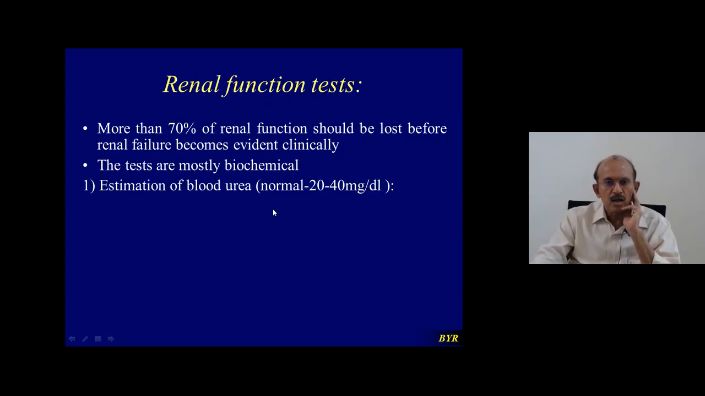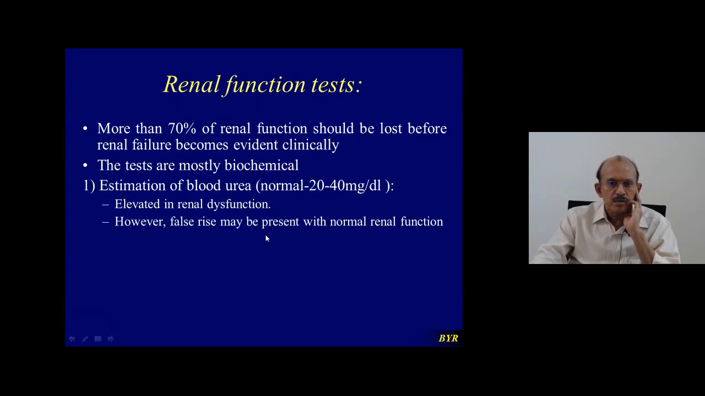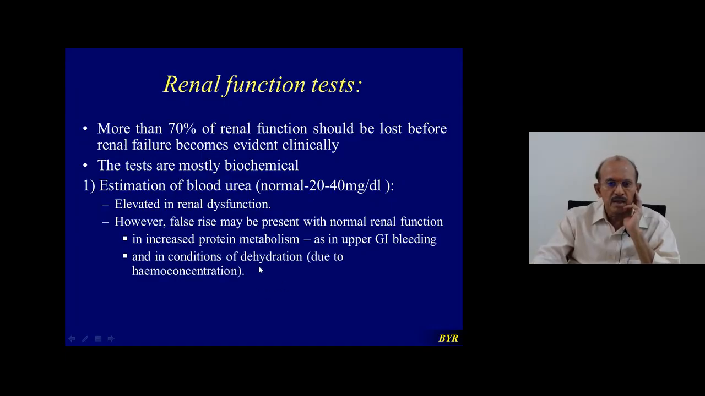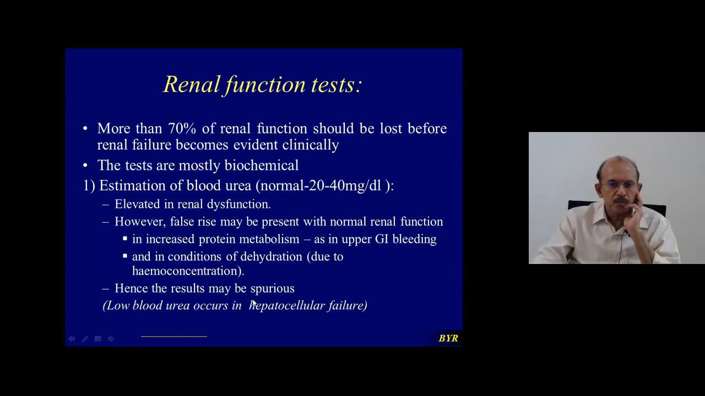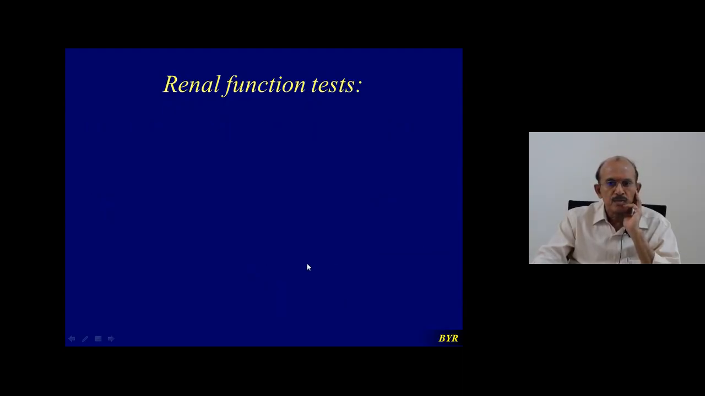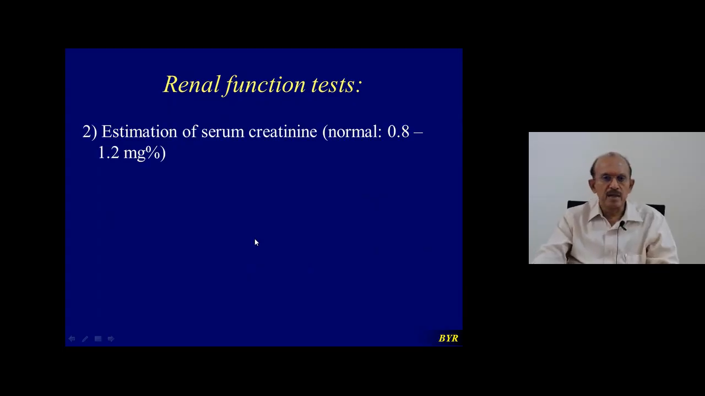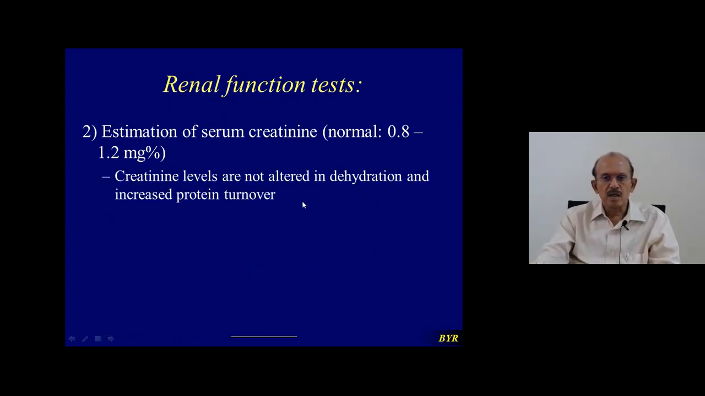The tests are mostly biochemical. There is estimation of blood urea. It is elevated in renal dysfunction. However, a false rise may be present with normal renal function. It is increased in protein catabolism, upper GI bleeding, and also in conditions of dehydration. Hence, the result may be spurious. Estimation of serum creatinine: creatinine levels are not altered in dehydration and increased protein turnover.